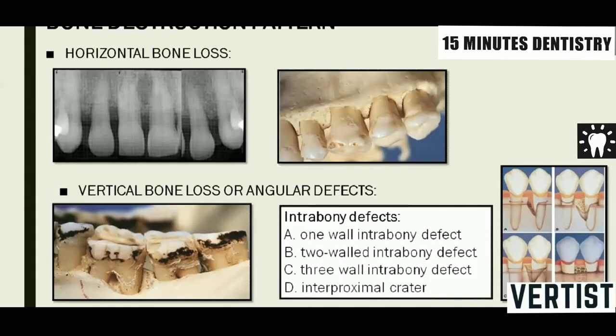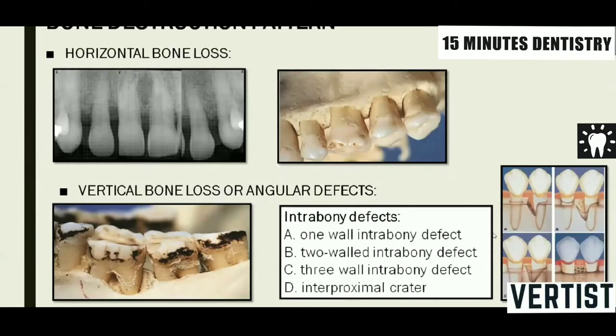Now even you will also see a vertical type of bone loss or angular defects. Can you see in this radiograph, there is an angular type of defect, not like in the horizontal type. This is angular or vertical type of bone loss. Vertical type of bone loss, also called as intra-bony or angular type of defects. Now these intra-bony defects are again classified as one-wall defect, two-wall defect and three-wall defect and interproximal crater.